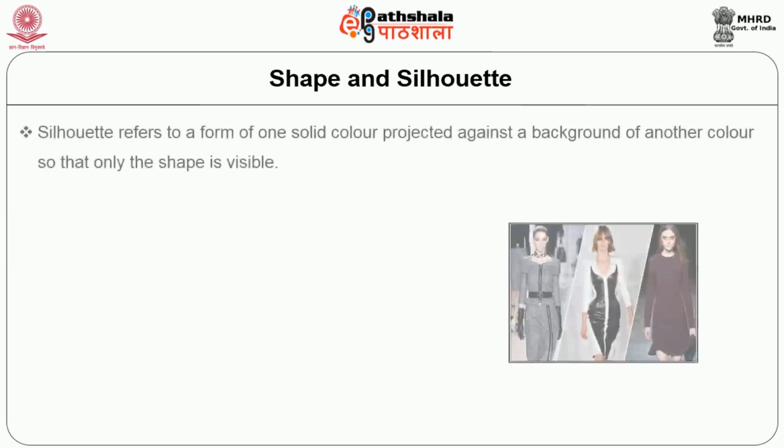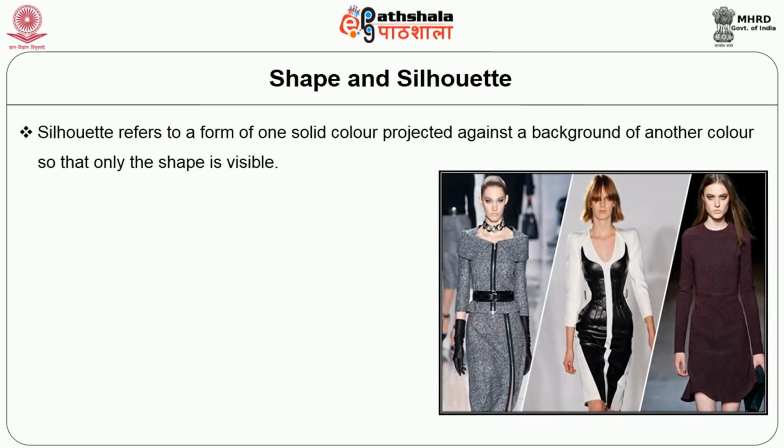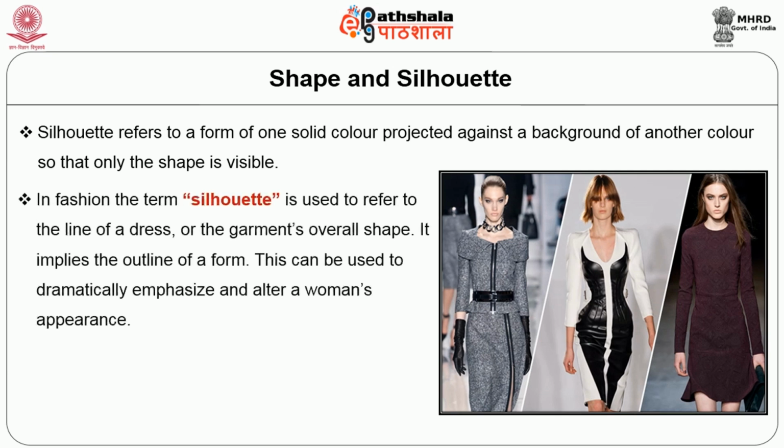Now let us see the second element of design, that is shape and silhouette. Silhouette refers to a form of one solid color projected against a background of another color so that only the shape is visible. In fashion, the term silhouette is used to refer to the line of a dress or the garment's overall shape. It also implies the outline of a form.